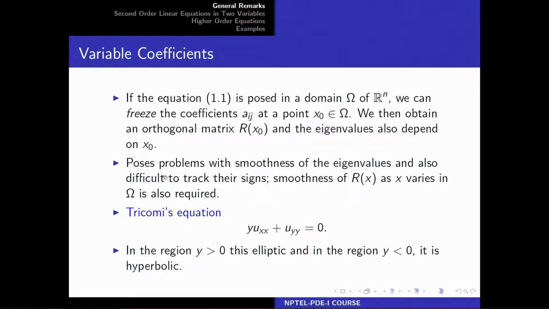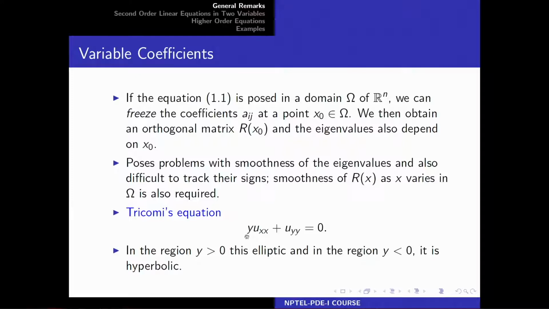And what might happen is the eigenvalues at some x may all be positive, but at some other point some of them may be positive and some of them may be negative. So, hence the type changes, the class changes, and it is very difficult to keep track of all those developments. Okay. So, here is a simple example, the Tricomi equation.